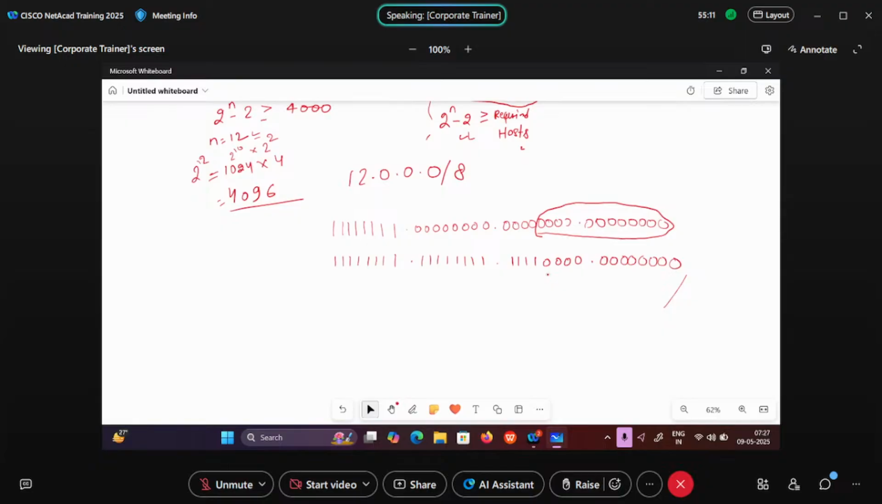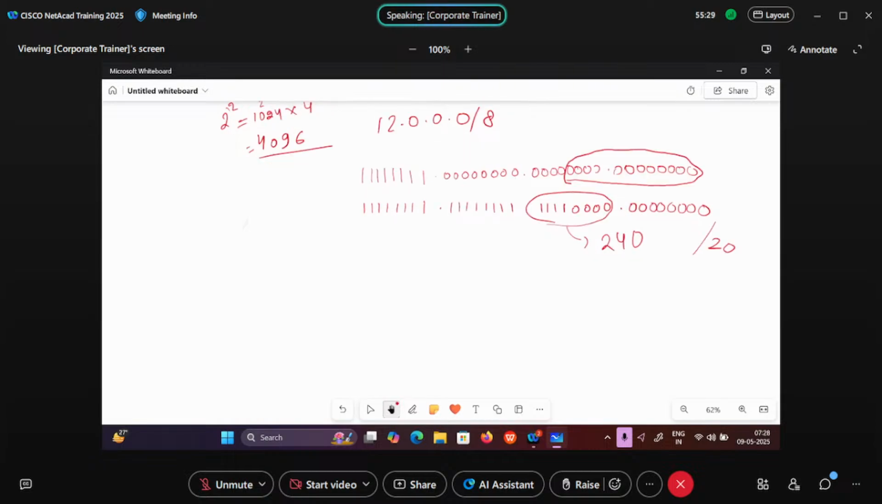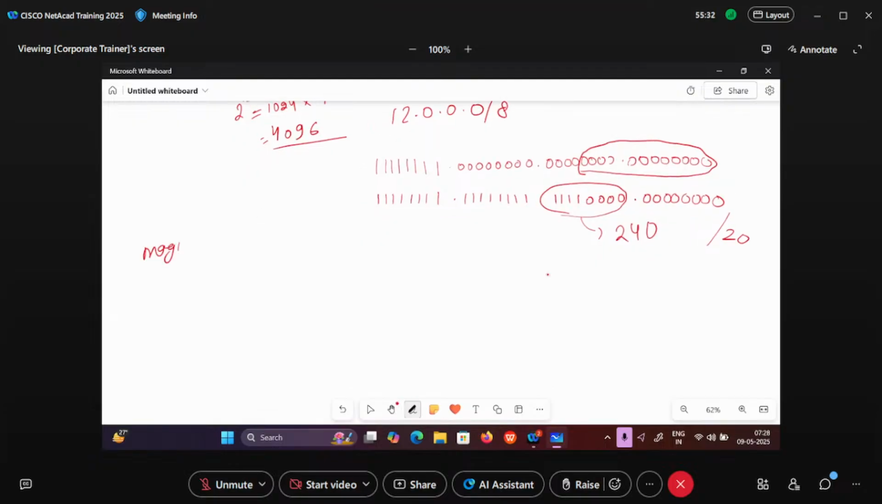Where did you get the changes? In which octet? Third octet. What is the decimal equivalent of this third octet? 240. Very good. Now calculate the magic number: 256 minus 240, we get 16. So those who got 16, that is the right value for the magic number.